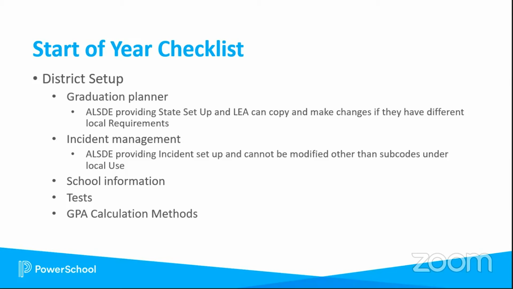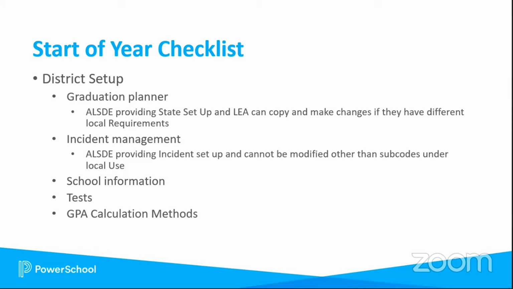The GPA calculation methods, we've had a couple of office hours on that, and your application specialist has configured all of the state calculation methods on your instance. If you have any questions around that, you should be working with your application specialist. But that's something that you always want to think about when the year is starting. Do I need to make any changes to my GPA calculations for the next year?